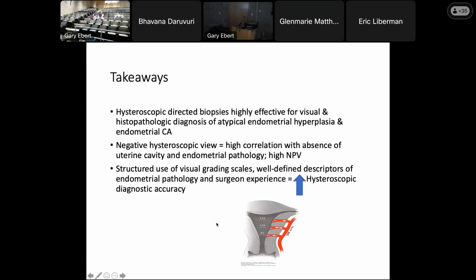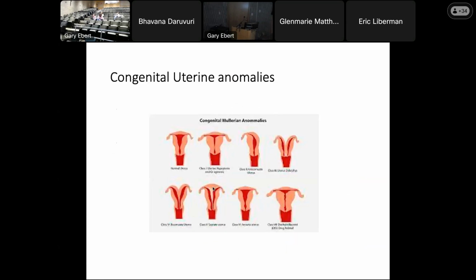So some takeaways: hysteroscopies are very helpful. Take hysteroscopically directed biopsies. You don't necessarily have to differentiate by looking whether it's cancer or not, but it's good to know what's abnormal so you could sample it.